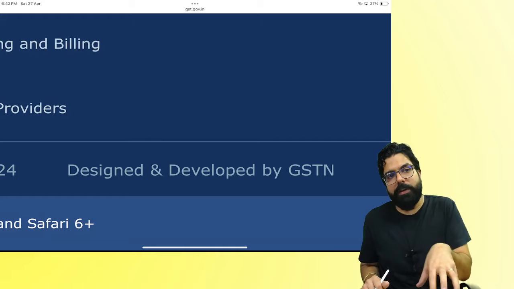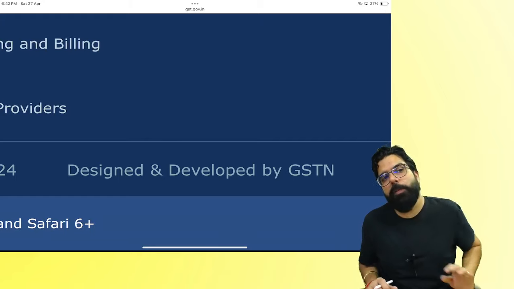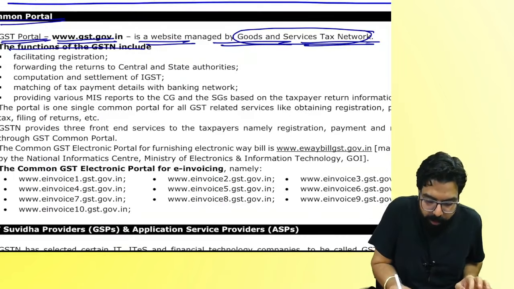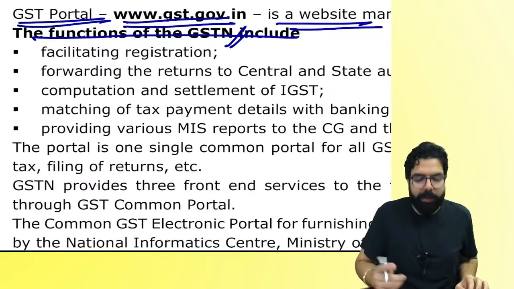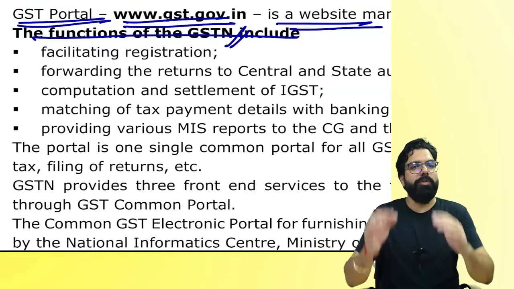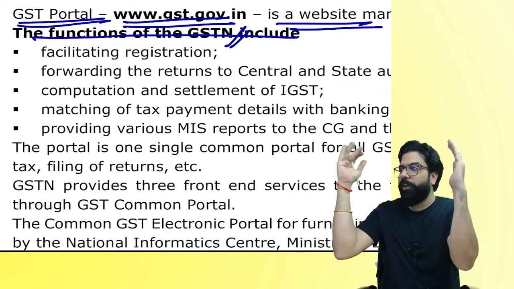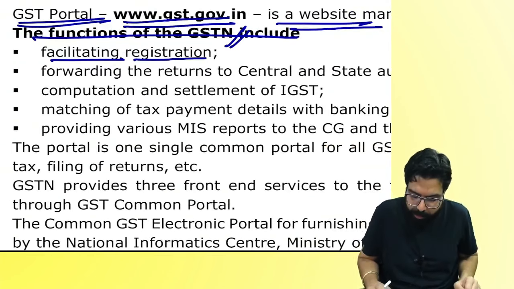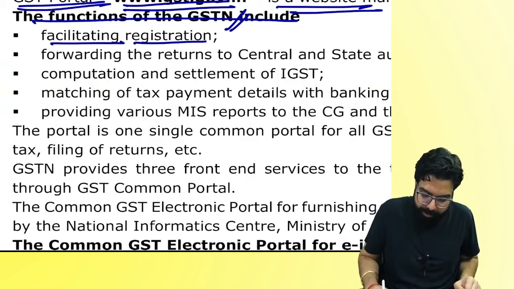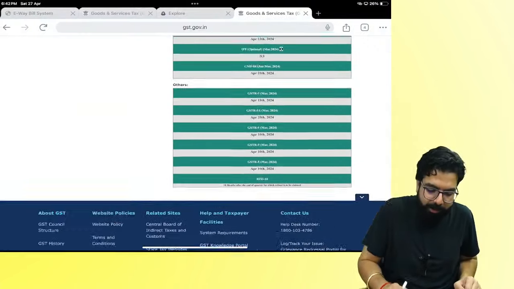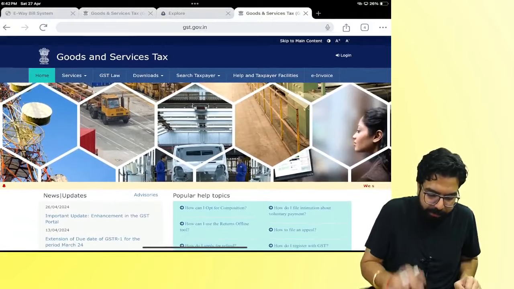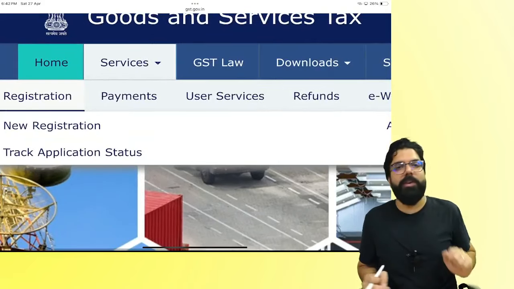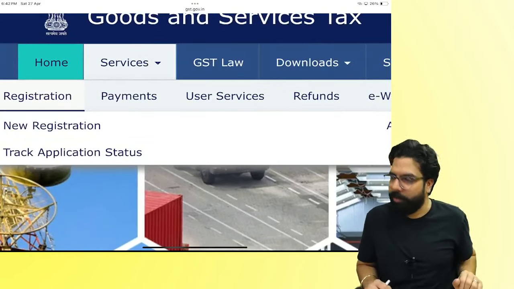The whole infrastructure is being designed and developed by whom, everyone? GSTN. Okay, sir. What is the function of GSTN? The Goods and Service Tax Network company, which is operating gst.gov.in. What is their work? Their work is to facilitate registration. Sir, I want registration. Where will you go? You will go to gst.gov.in. Sir, I want to take registration. See over here, services. You will be able to see registration. Sir, I want to take new registration. You can click on registration and take registration.